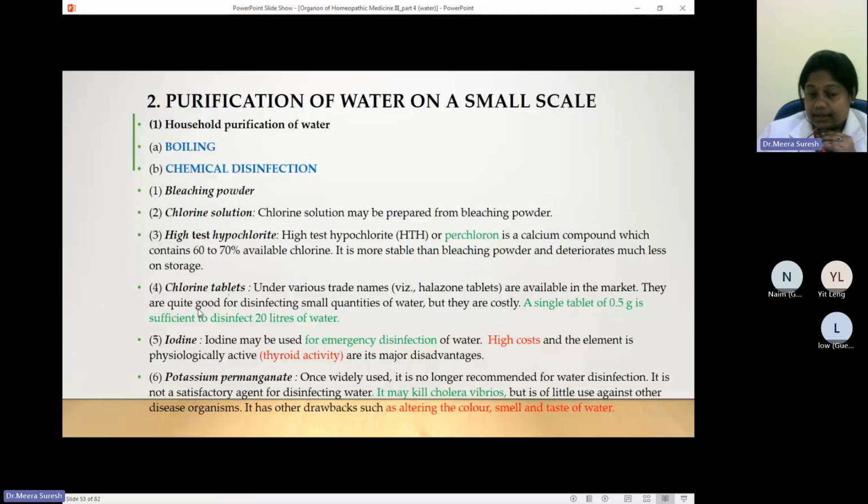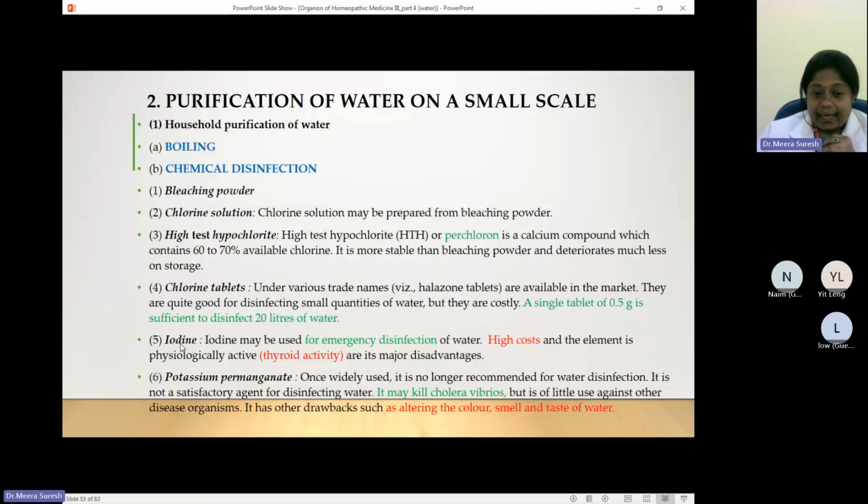Then chlorine tablets are there, which are mostly useful for small scale disinfection. Under various trade names we can get these chlorine tablets, like Halazone tablets, and a single tablet of 0.5 gram is sufficient to disinfect 20 liters of water. So small amounts can be disinfected by just 0.5 gram of chlorine tablet, and we get it in different trade names.